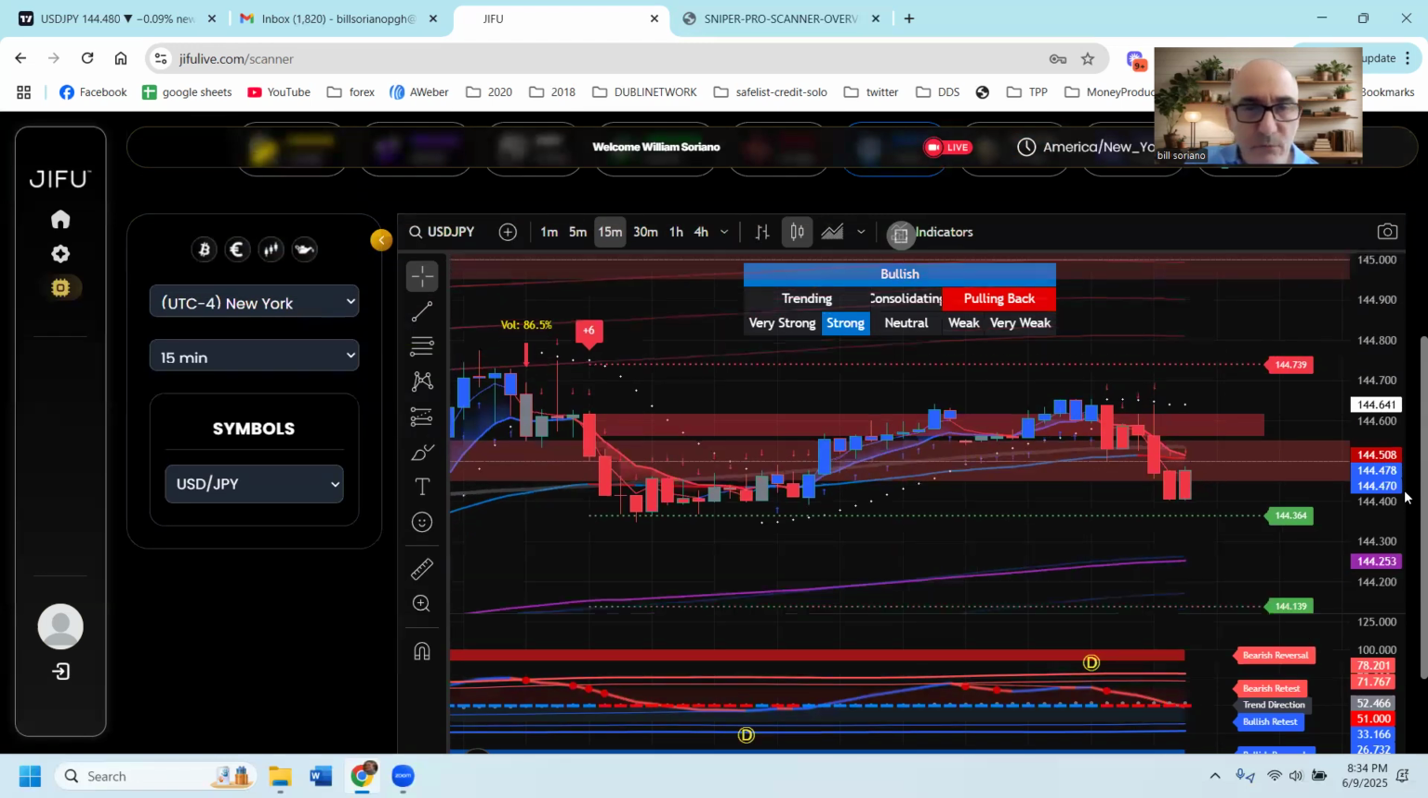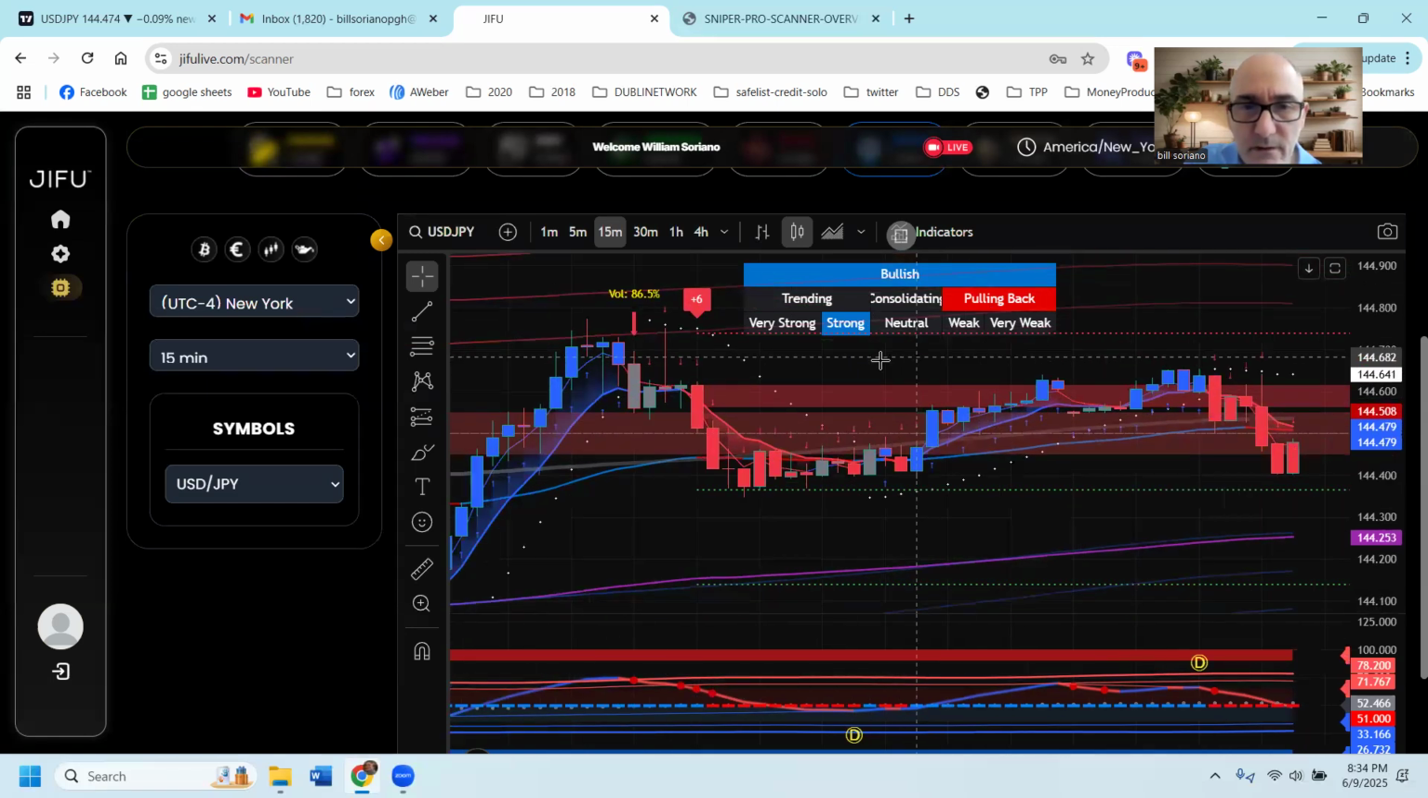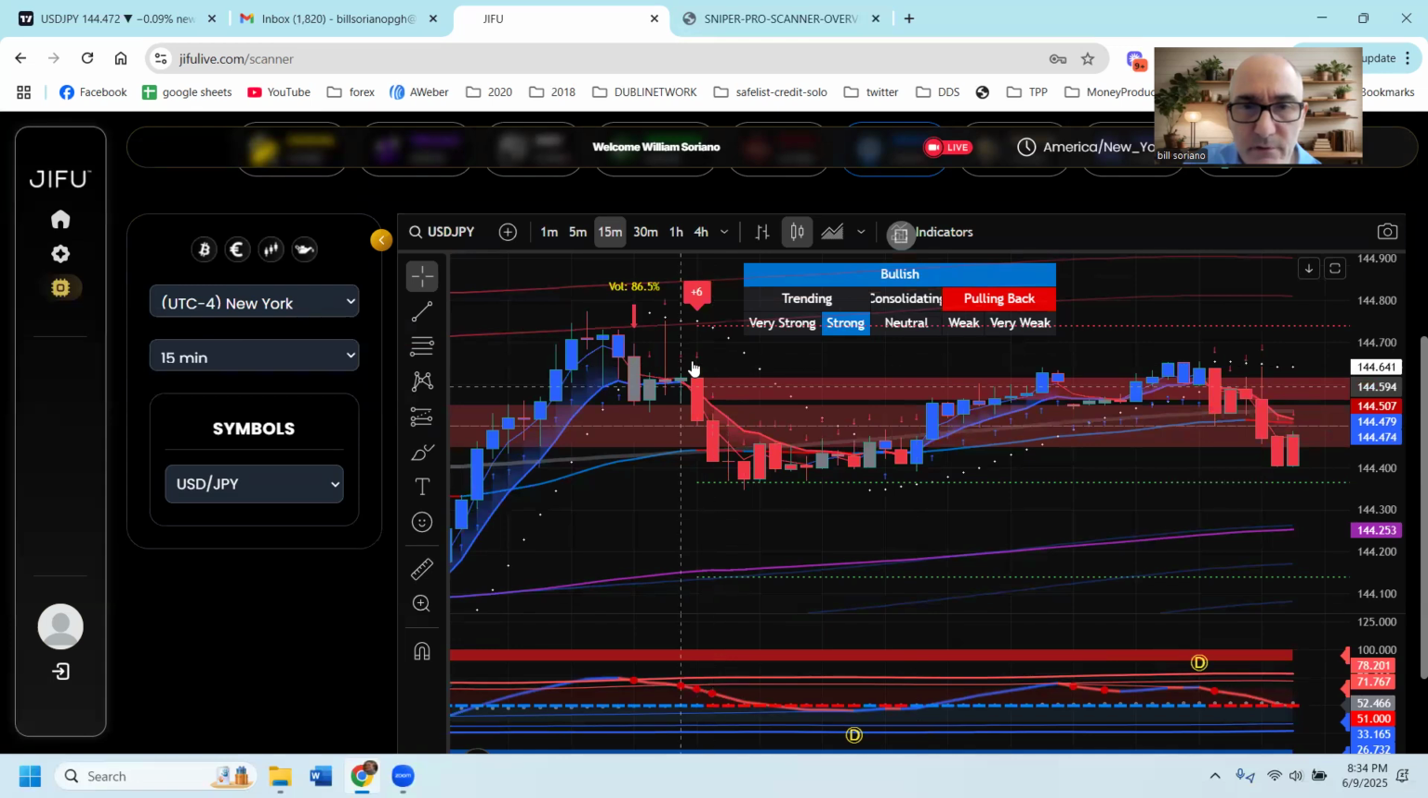So USDJPY, we have a +6 scorecard candle bearish with a red candle, which is good. A red sniper arrow. The trend is still bullish here. But again, you could enter on that very next candle and take this trade.